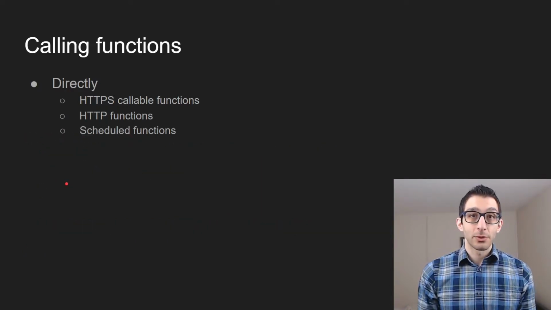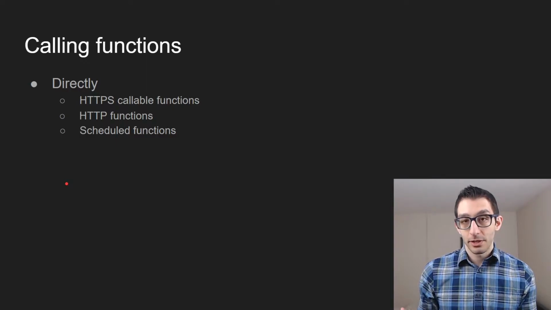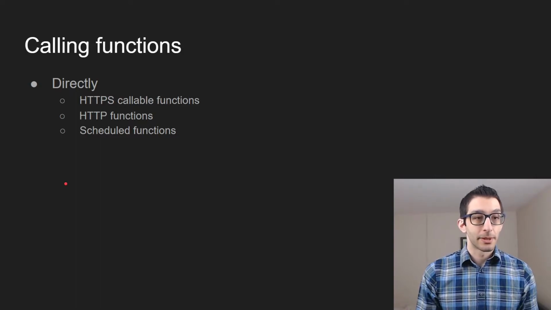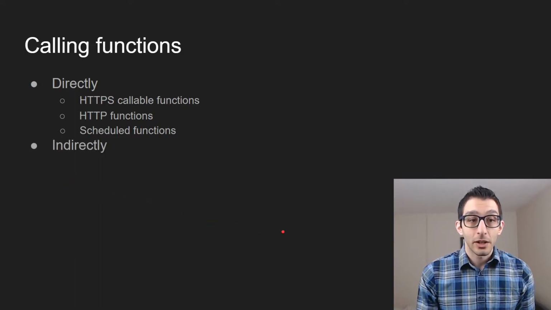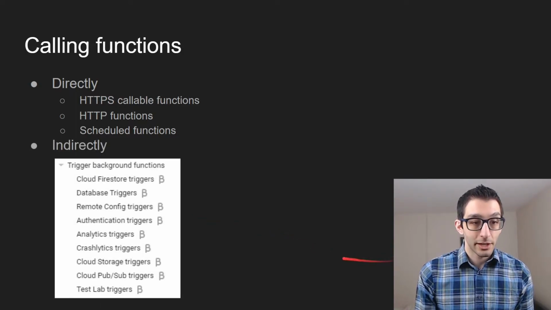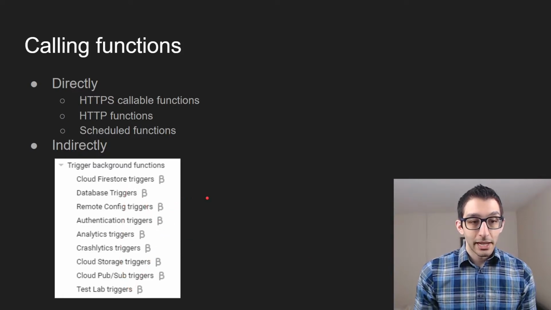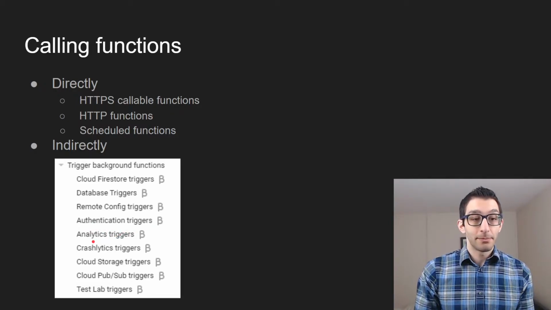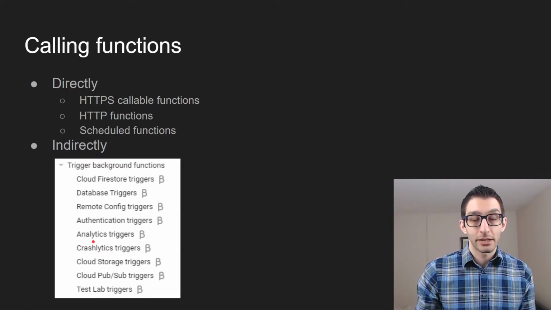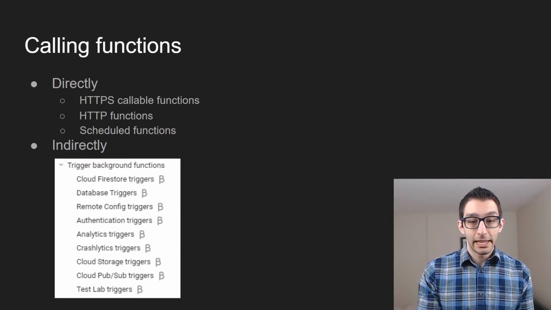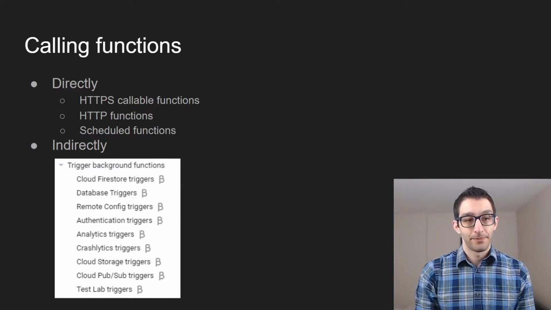There are also scheduled functions. These are just functions that run at a particular time. So for example, every day you send out an email to your users. Finally, there's indirectly calling functions. And for this, you have triggers. There are a lot of different kinds of triggers here. So this might be something like every time a user creates their account, you might want to send them an extra email. Or maybe with analytics, maybe when a user makes a purchase, you trigger a Google Analytics event, and then it will send that user a coupon.